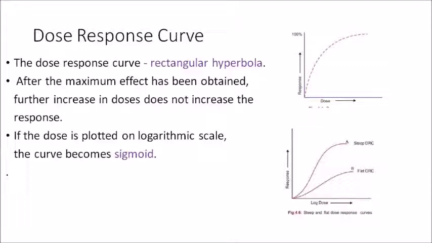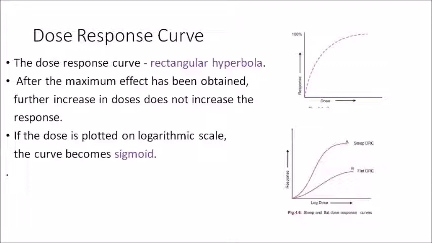That is, as you increase the dose of a particular drug, the response our body gives also increases, but only up to a particular point. After a particular point, even if you increase the dose, the response will not increase. That is why the dose response curve is a rectangular hyperbola. You can see from the figure, after a particular point, it is flat. Even if you increase the dose, response is not increasing.